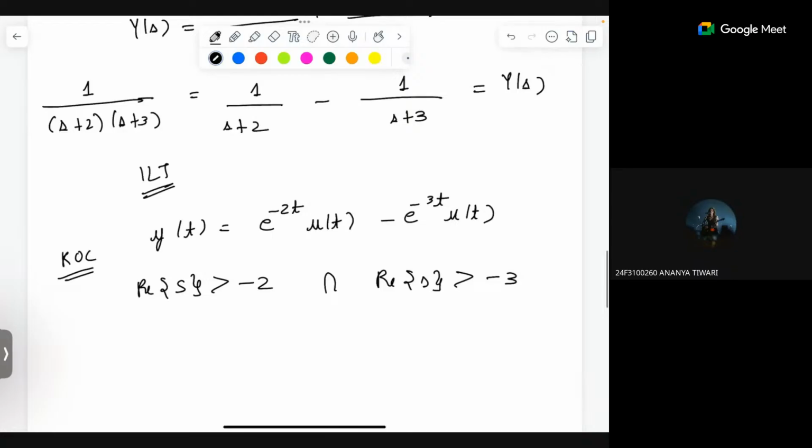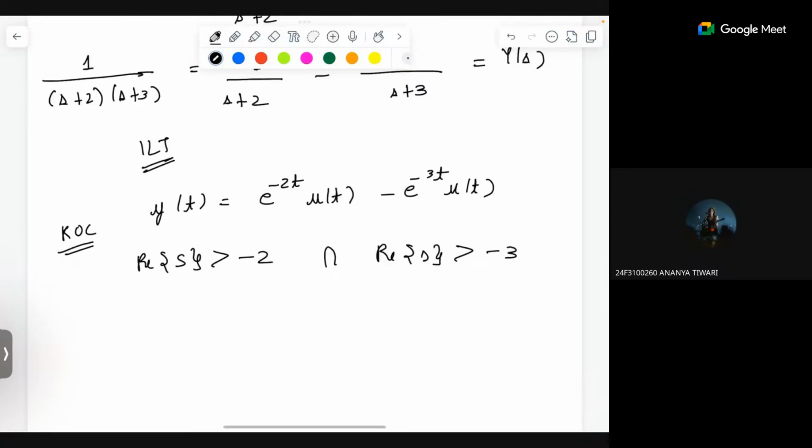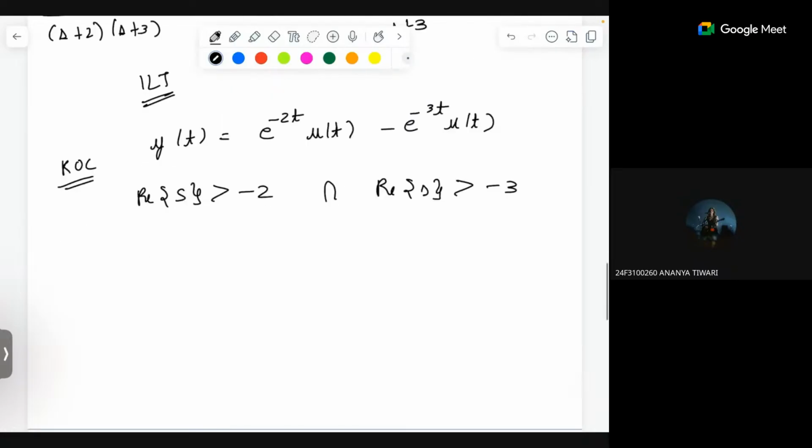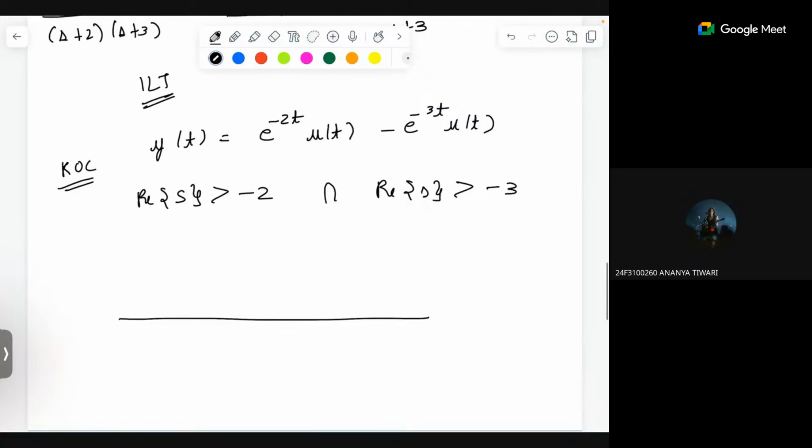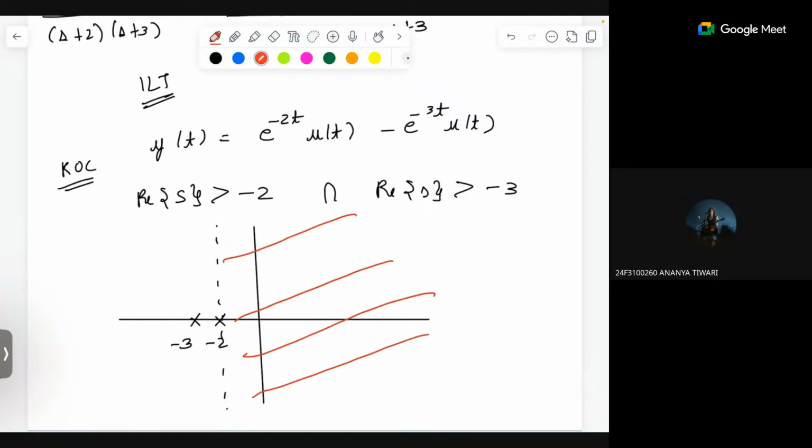So this is a right-sided signal or a causal signal. So its ROC is going to be right-sided. So it will be to the right of the rightmost pole. So this is my complex plane. Here I have minus 2. Here I have minus 3. So which is the rightmost pole? Minus 2. Minus 2 is the rightmost pole. Now the ROC will be to the right of this. So this will be my ROC for the Laplace transform. Is this clear?